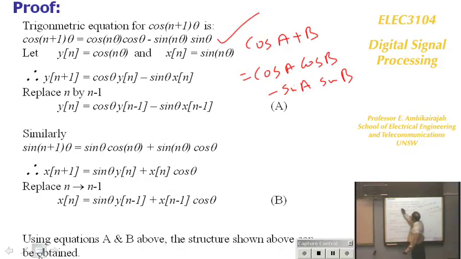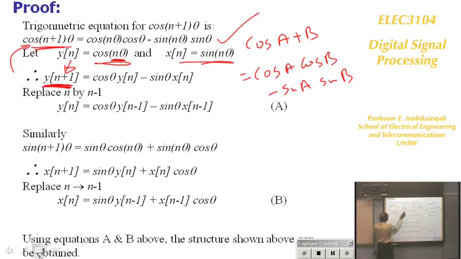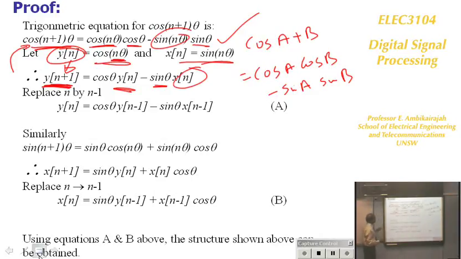Now I'm going to say yn is cosine n theta, that's what I want. And xn is sine n theta, that's what I want. Two outputs. So I go and substitute here. Let yn plus 1. How do you get yn plus 1? Replace n by n plus 1. Yn plus 1 will become cos (n plus 1) theta. Cos theta is still there. Cos n theta is yn. Minus sine theta will be here. Sine n theta is xn. So that's one equation.